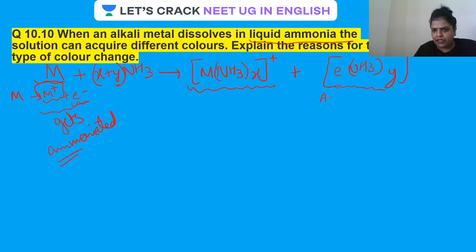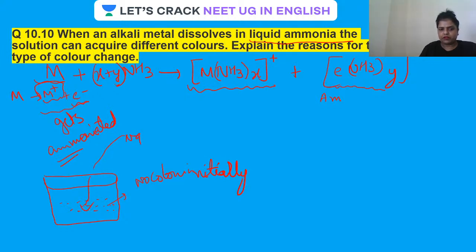And remember, this ammoniated electron absorbs energy corresponding to the red region of visible light, and the transmitted light is blue, therefore such a solution looks blue. Suppose this is the beaker, and when you take ammonia in it, initially there is no color. But as you add sodium or potassium, any alkali metal, it will turn blue. So we can say the blue color is because of this ammoniated electron.